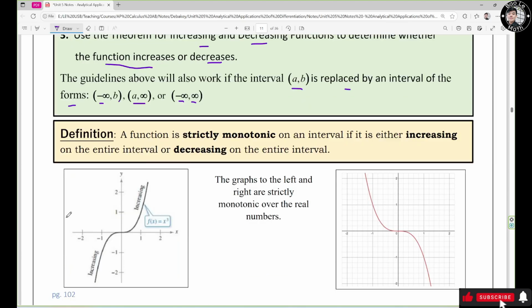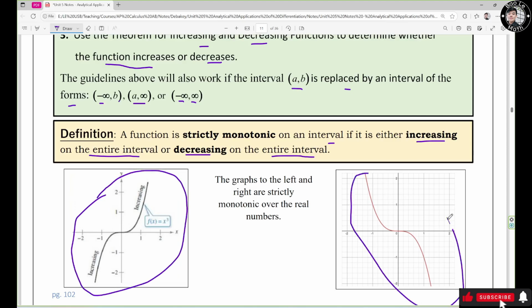Alright, and last but not least, a definition. A function is strictly monotonic on an interval if it's either increasing on the entire interval or decreasing on the entire interval. So you look at this one right here. This one is strictly increasing. This one is strictly decreasing. The function is f of s equals s cubed. This one is f of s equals negative s cubed.